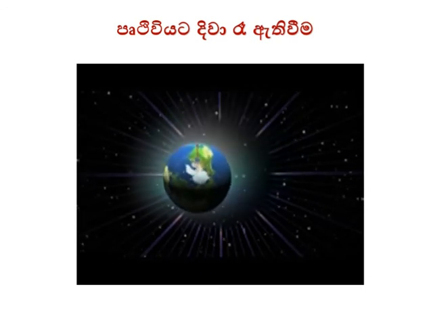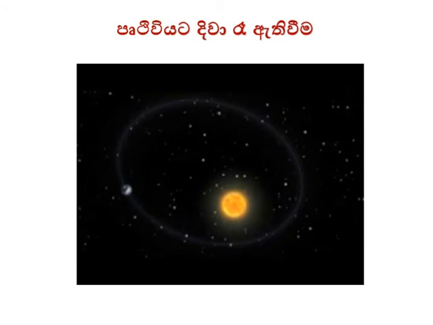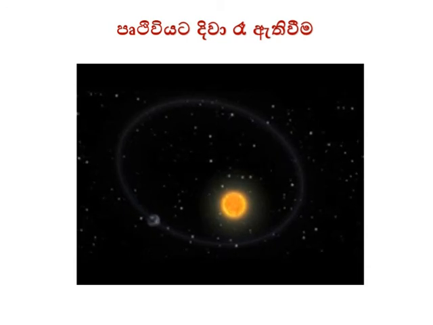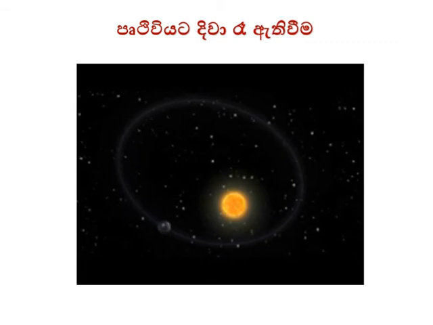Here is a simple model showing the Earth, the Sun, and some background stars. The Earth travels around the Sun in an ellipse, with the Sun at one focus. The model, of course, is not to scale.